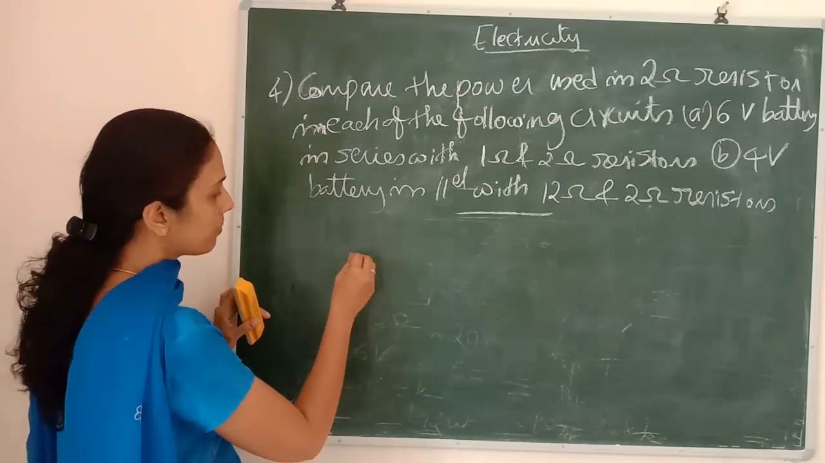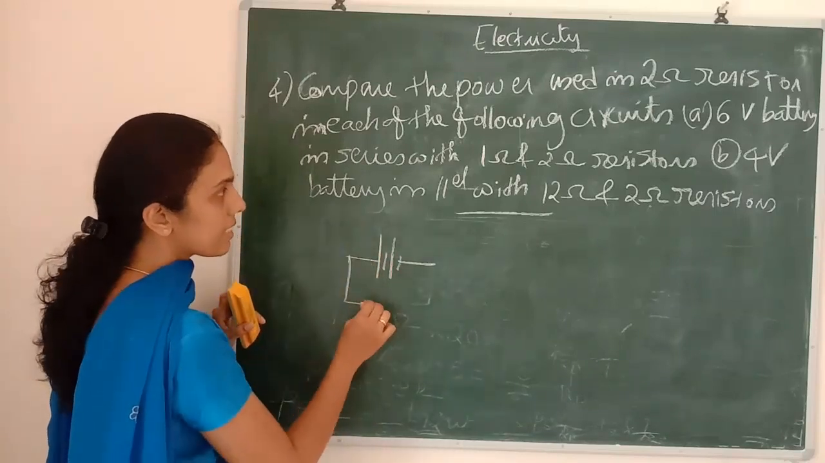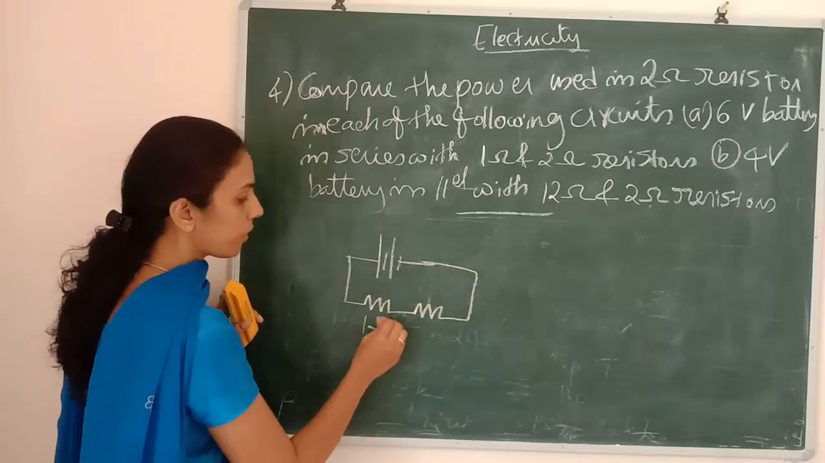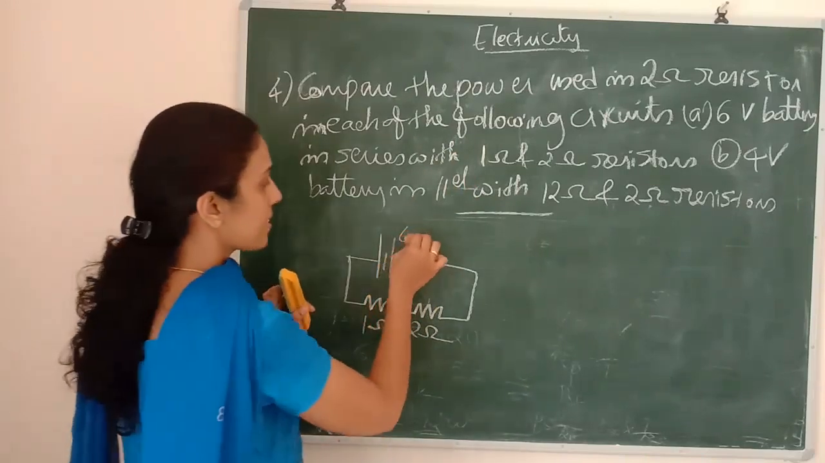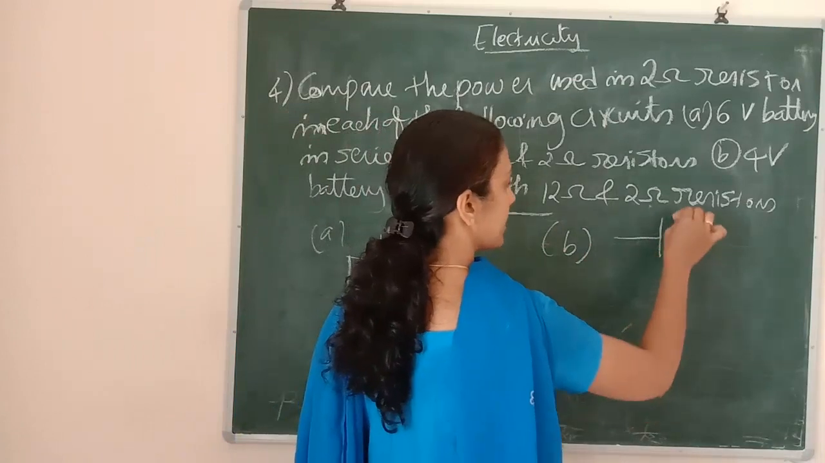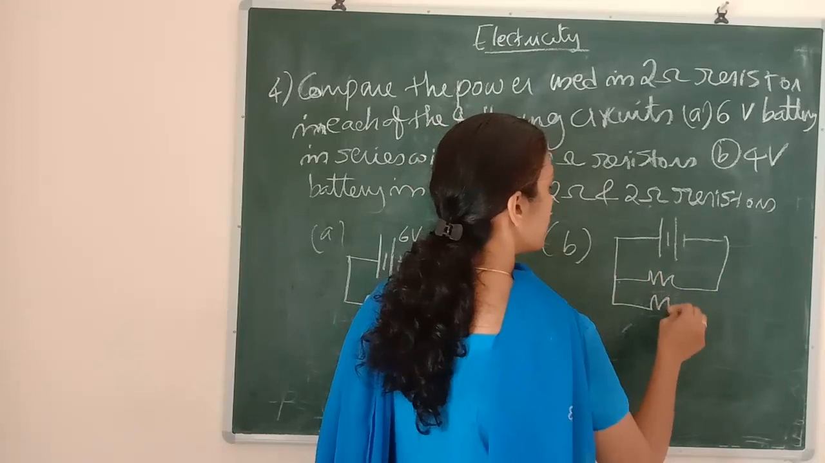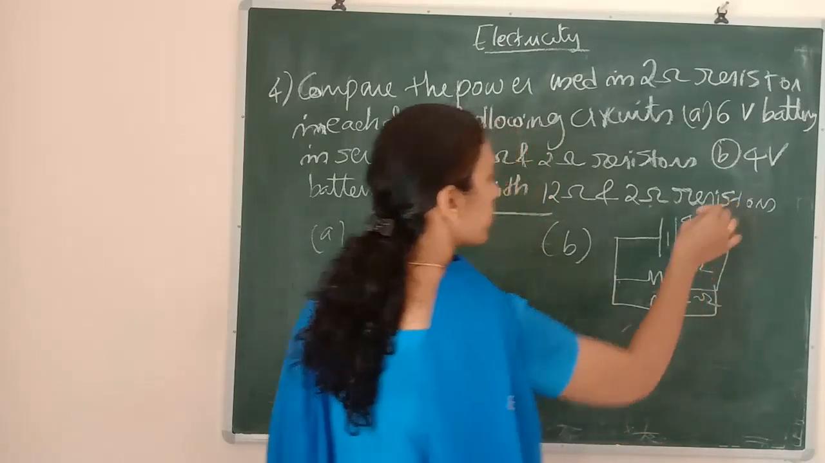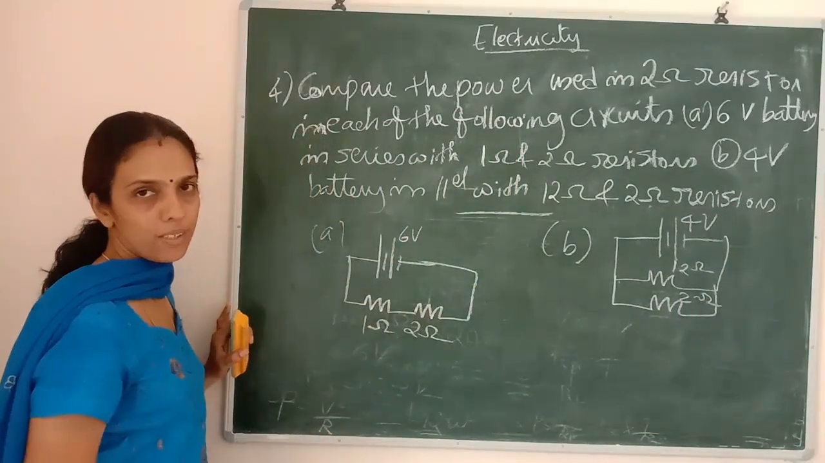Okay, so first we have a 6-volt battery which is in series with 1 ohm and then 2 ohm. We should find out the power used in the 2 ohm resistor. In the second case, it is a 4-volt battery which is in parallel with a 12 ohm and a 2 ohm resistor. So how can we find out the power used in the 2 ohm resistor?